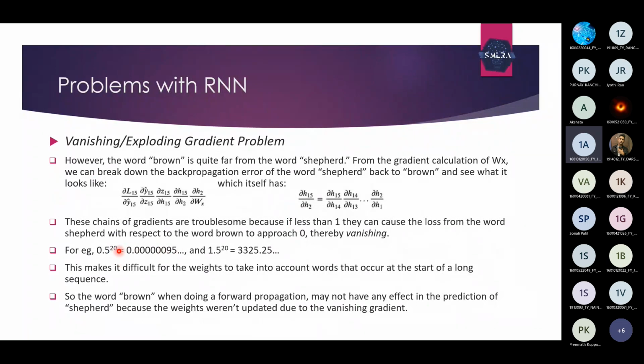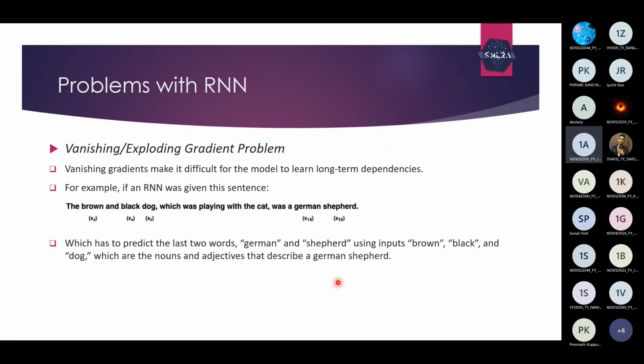If you do 1 plus something, 1 plus this value, then you will get a value which is like 1 only. There's not much difference. So since the weights are not getting updated, it's not learning efficiently. That is the problem with RNN. That's why it has short-term memory. Okay, I hope that part is clear. And I also mentioned this with the sentence. If you give such a big input where this brown and black and dog, this German Shepherd depends on the information about these inputs. That is why RNN will have a problem in predicting this word German and Shepherd.